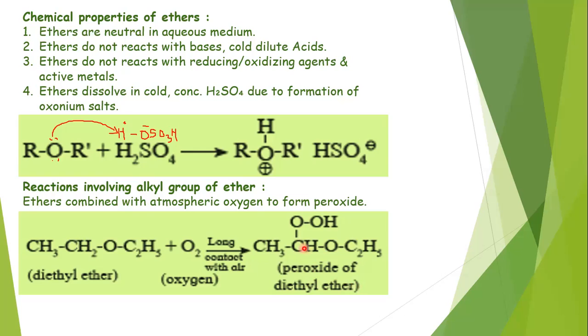Here it was CH2, and in one of the CH bonds, this oxygen gets added. So this is the peroxide linkage, and hence it forms the peroxide of diethyl ether.